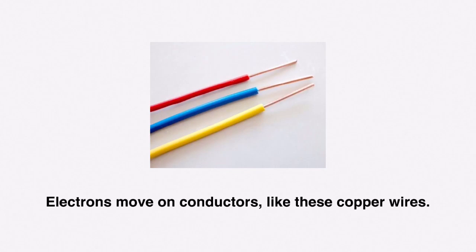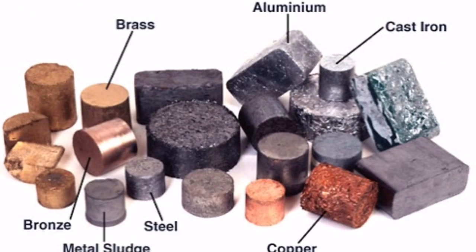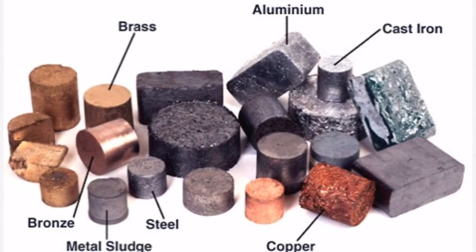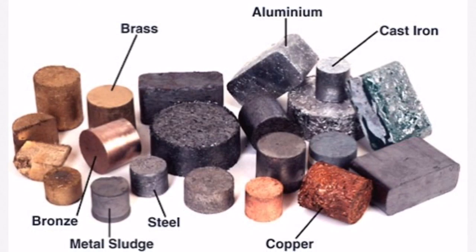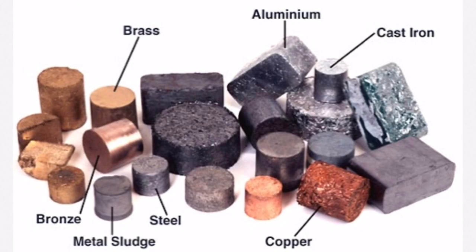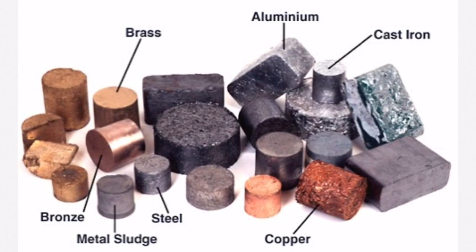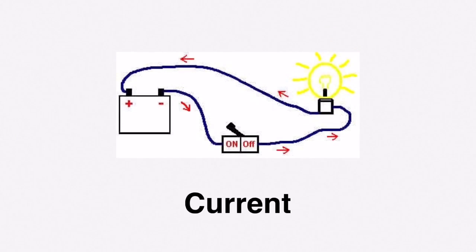Electrons move on something called a conductor. These copper wires are a very good example of this. Conductors are usually metal as electrons flow easily through them. Copper and aluminum are the two most popular materials used for wiring and electricity. Flowing electrons create what is called a current. The red arrows in this picture show the electrons moving around the circuit in a circular motion.